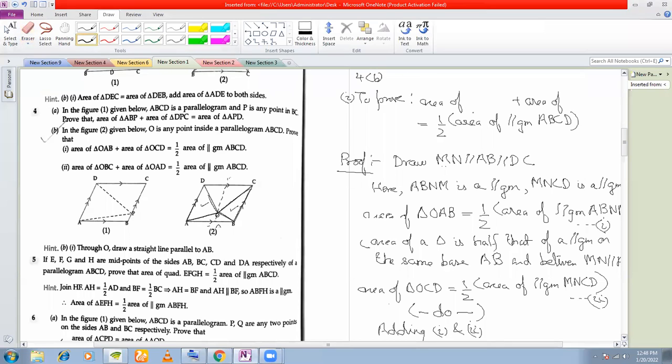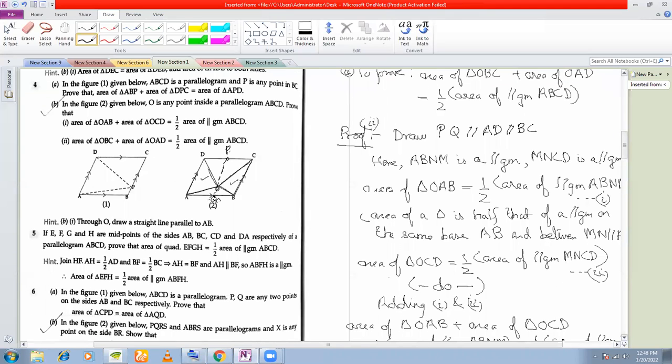So you need to show that area of triangle OBC plus area of triangle OAD is equal to half area of parallelogram ABCD. So here, in order to prove the second part, proof of 2, we draw PQ parallel to AB parallel to DC. Sorry, PQ parallel to this line, PQ parallel to AD parallel to BC. Okay.